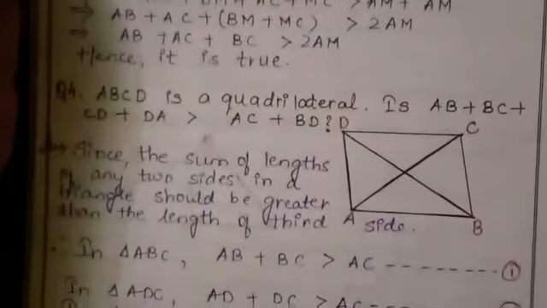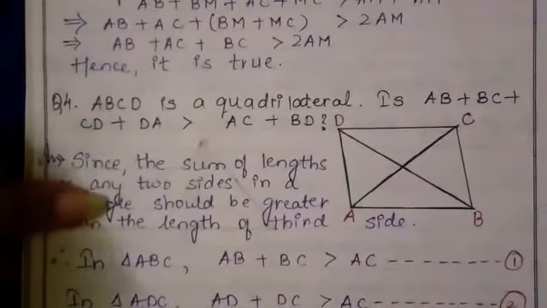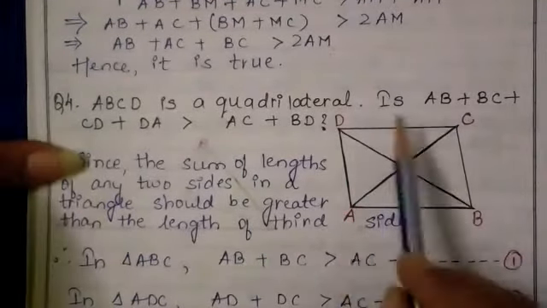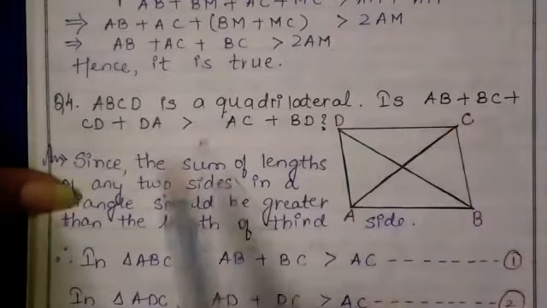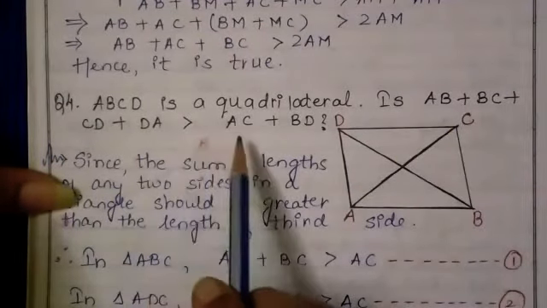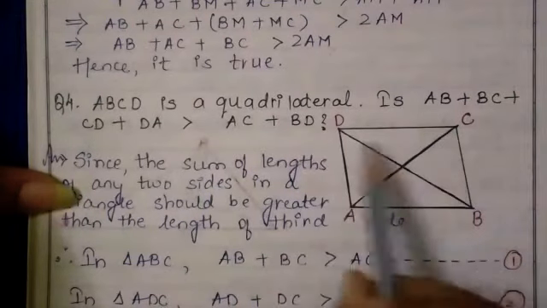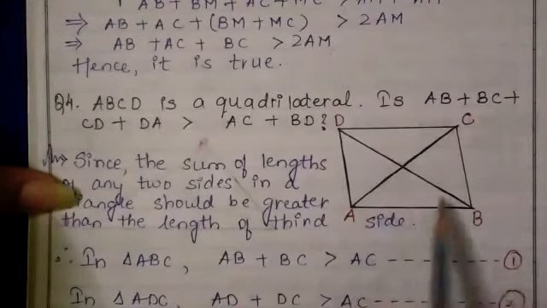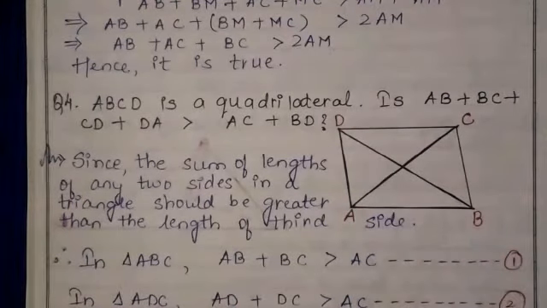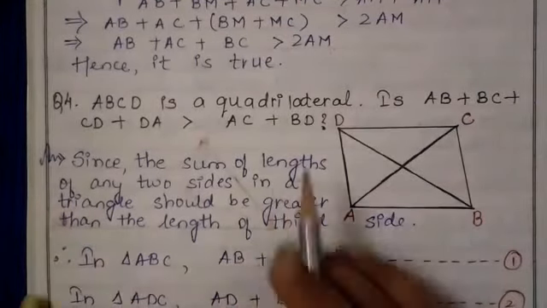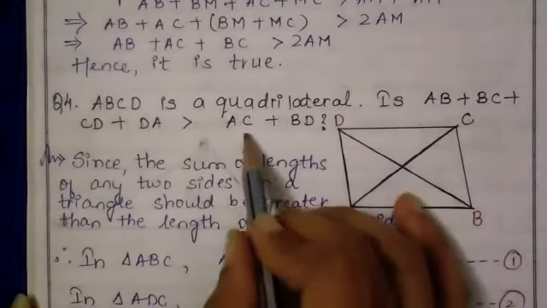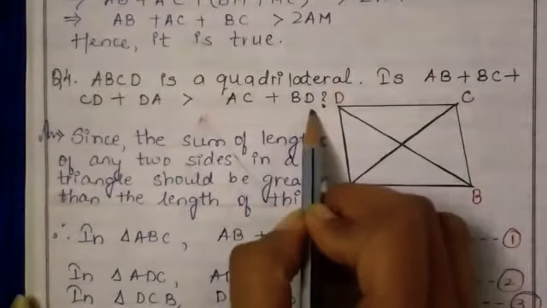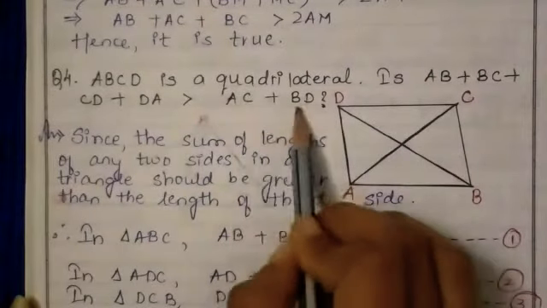Similarly, let's move on to the next question. It's quite the same, but instead of a triangle we are provided with a quadrilateral. In this we have to prove that AB plus BC plus CD plus DA is greater than AC plus BD, that is, the diagonals. The sum of all the sides is greater than the sum of the diagonals. As I said earlier, according to what we need to prove in the question, we have to move in the answer. AC plus BD means we have to make AC and BD the subject.